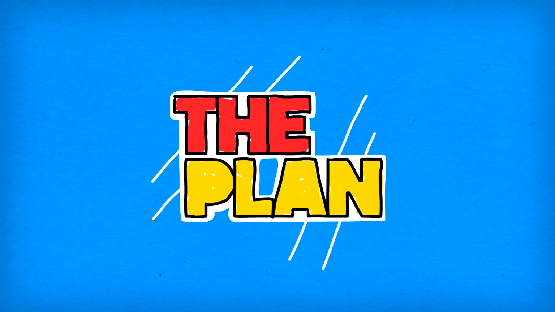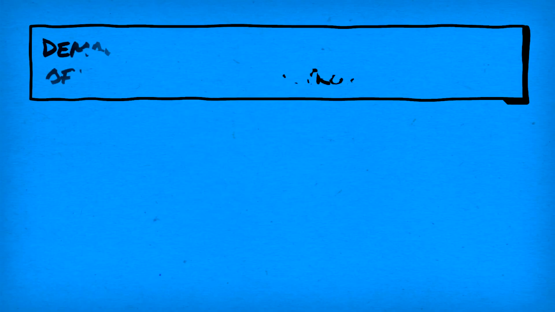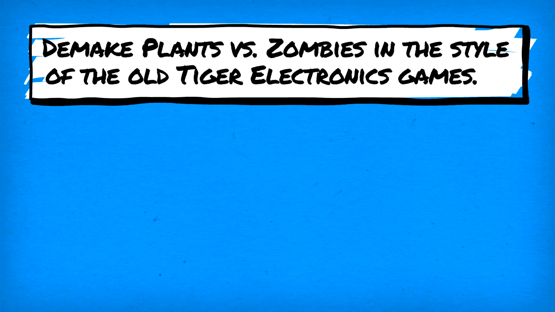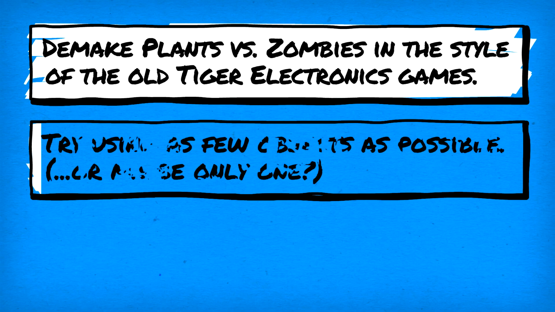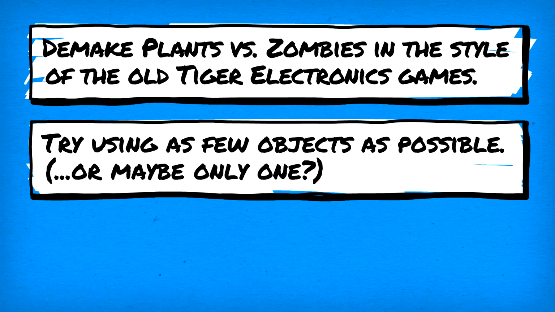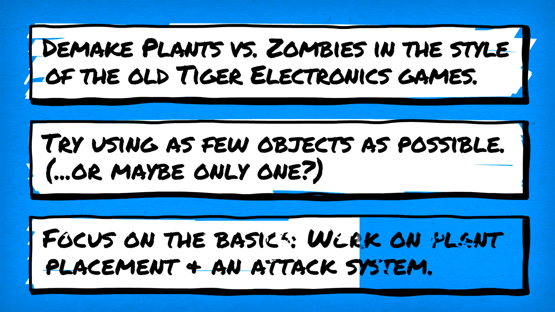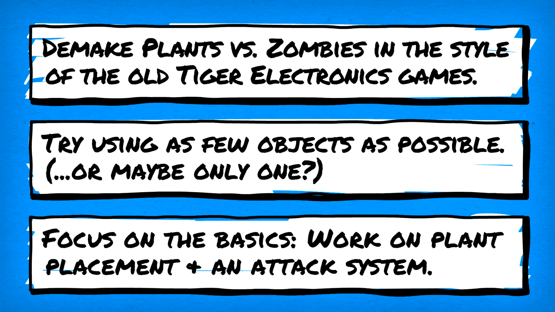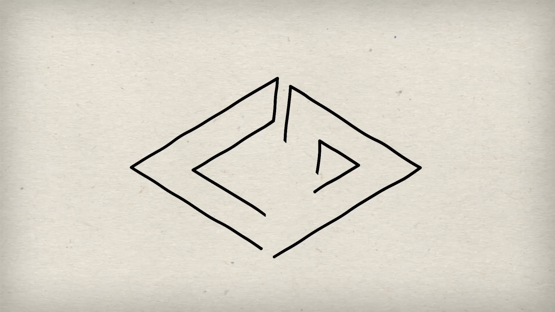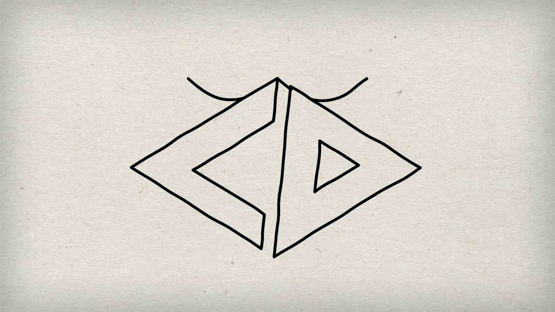So the plan for this project will be to create a demake of Plants vs. Zombies with features and visuals inspired by the classic Tiger Electronics games from the 90s. And to make things even more interesting, we'll attempt to do this in as few objects as possible, maybe only one if we're savvy enough. And today we'll begin that journey by focusing on creating the base for our gameplay, including plant placement and a basic attack system. Sounds like a plan, so let's not waste any more time and get to the coding.